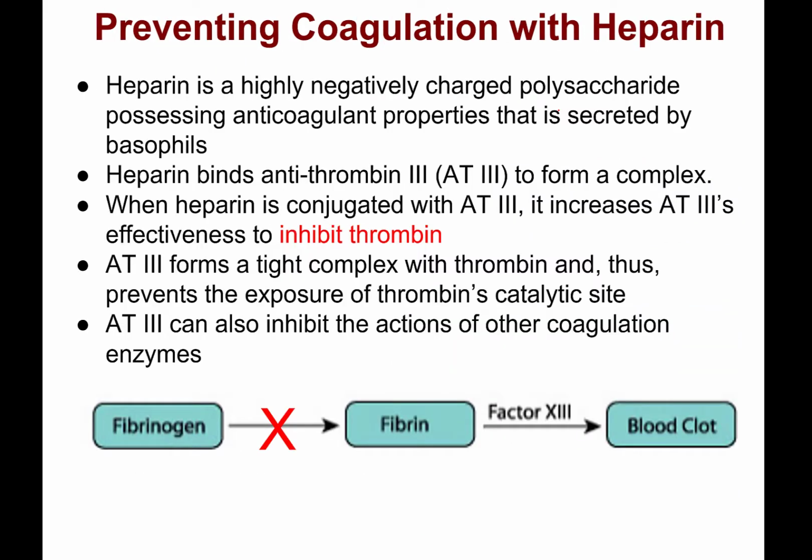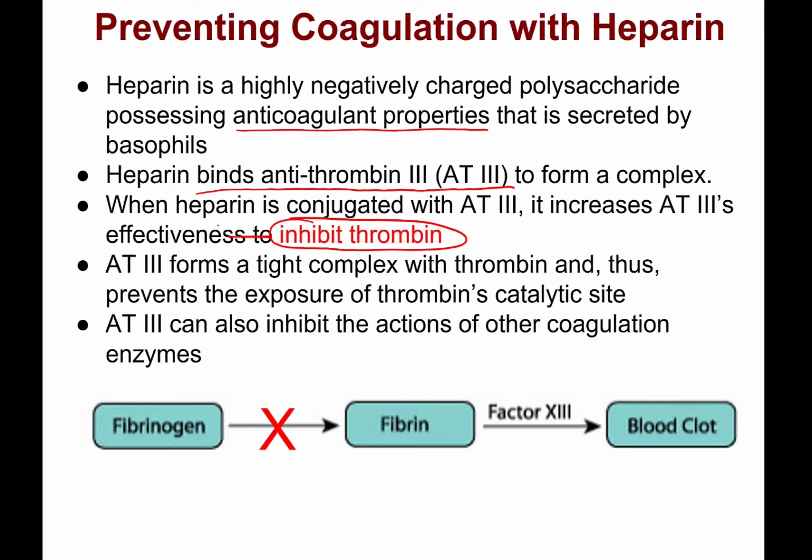So why does this work? What exactly is heparin doing? Well, heparin itself is a highly negatively charged polysaccharide that possesses inherent anticoagulant properties. It's actually secreted by cells in the body, specifically cells known as basophils. Heparin functions as an anticoagulant by binding antithrombin 3, or AT3, to form a complex. When heparin is conjugated with AT3, it increases AT3's effectiveness at inhibiting thrombin.